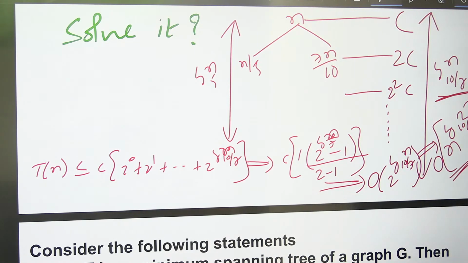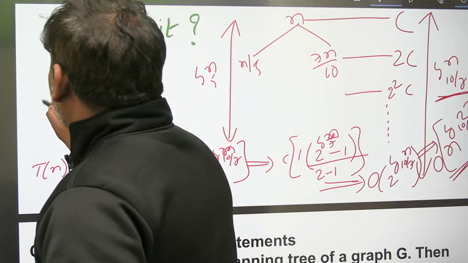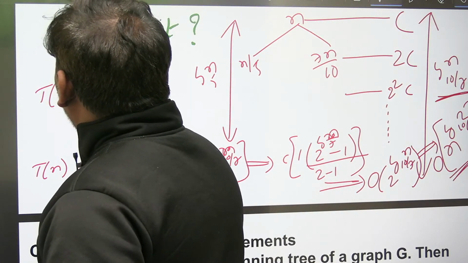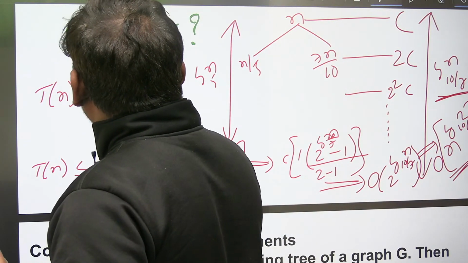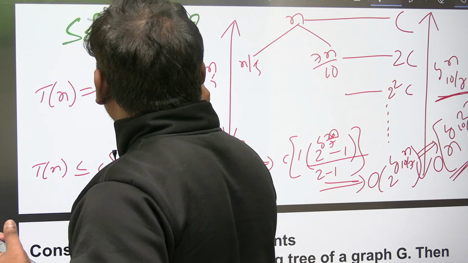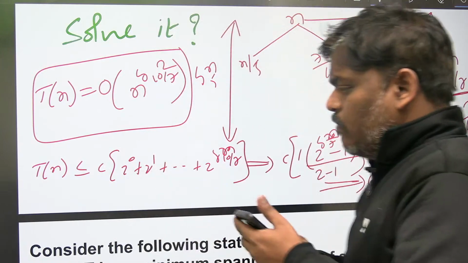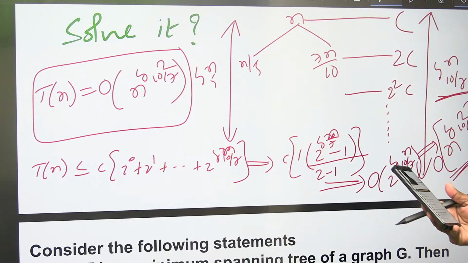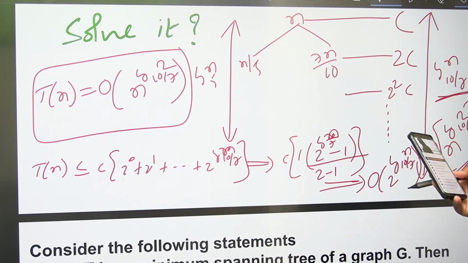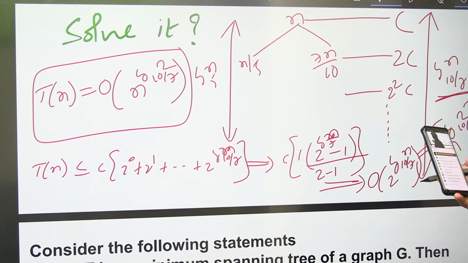Answer is n power log 2 base 10 by 7. This is the answer. The answer of this one is T of n is equal to big O of n power log 2 base 10 by 7. Whatever it is, this is the answer for this. N will come down, 2 will go up. So n power log 2 base 10 by 7.